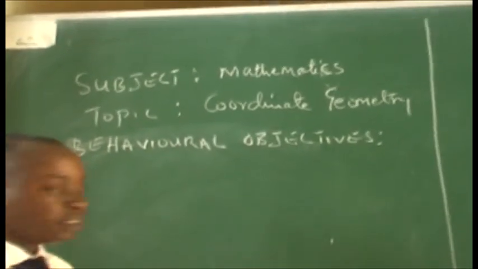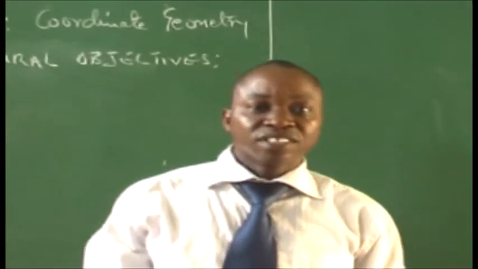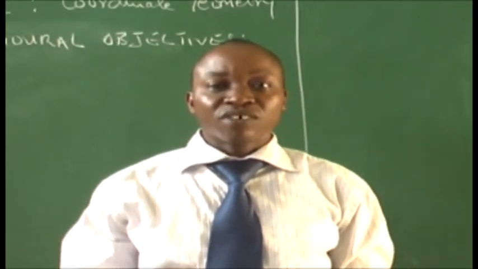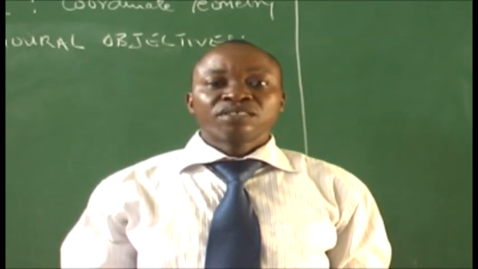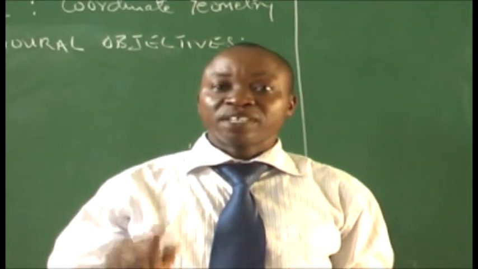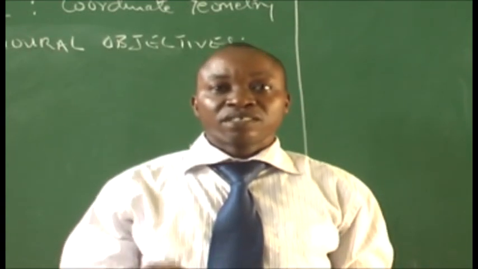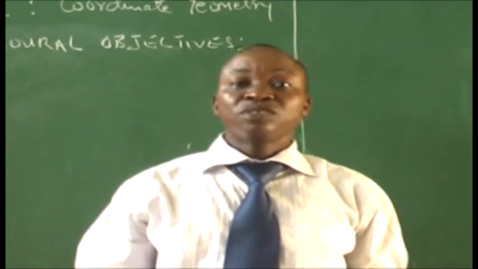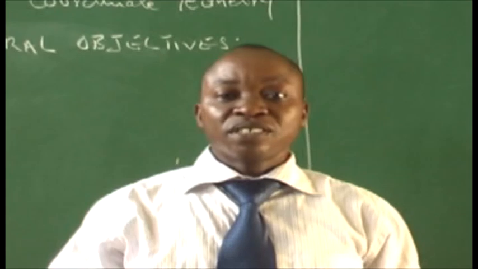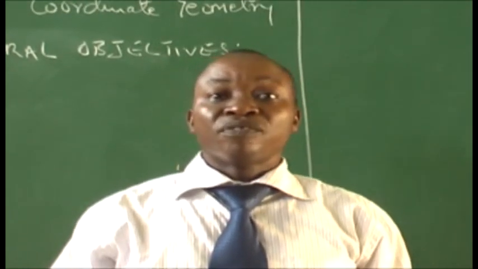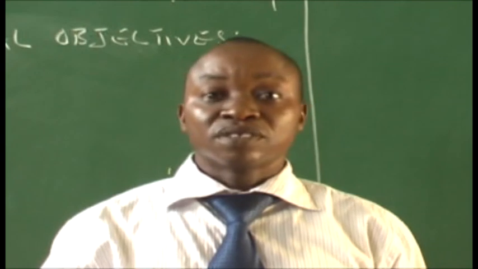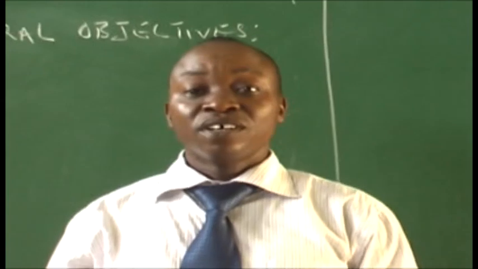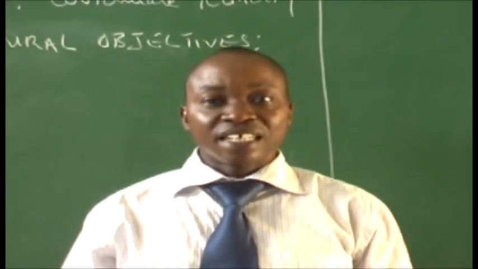Behavioral objectives. At the end of this teaching, the students should be able to know the Cartesian coordinate plane. The students should know that every point on the plane is defined by its coordinates. The students should also know the distance between 2 points on the plane, the midpoint of a line that joins 2 points, and division of a line in a given ratio, either internal or external division.